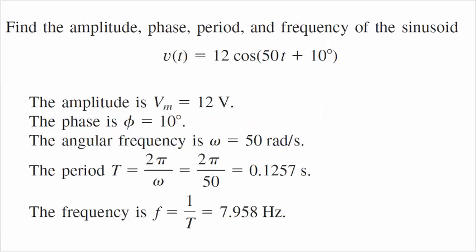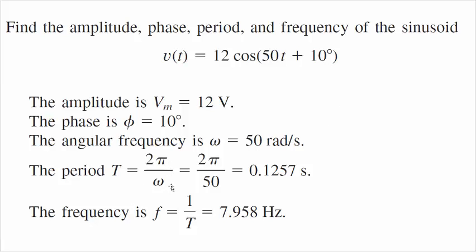Find the amplitude, phase, period, and frequency of this sinusoid. Some things you can get just by inspection. The amplitude is the max, it's V peak, so it's going to be 12 volts. The phase, just looking at it, is 10 degrees. The angular frequency is 50, just by looking at it, because the form is omega t plus a phase right here. The period, you have to apply a formula.